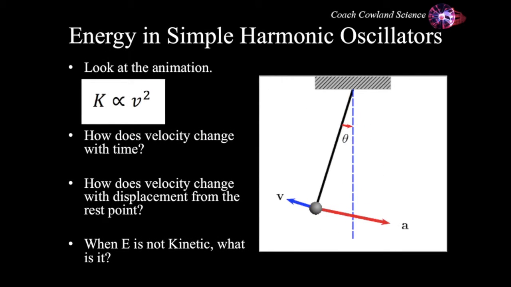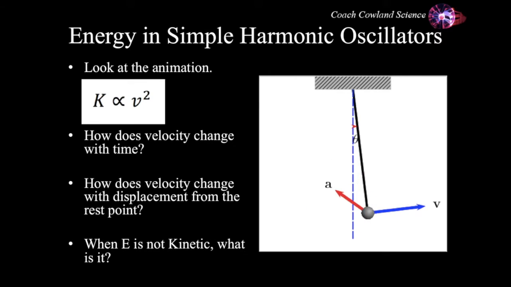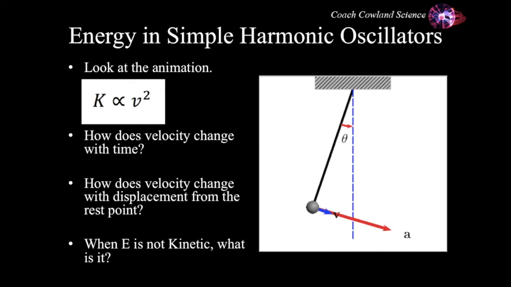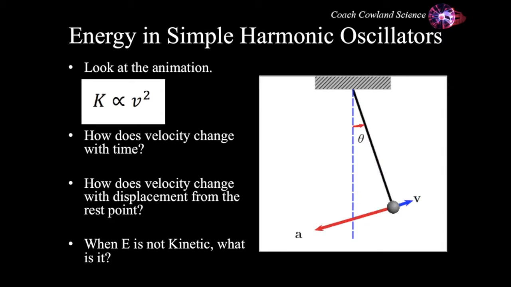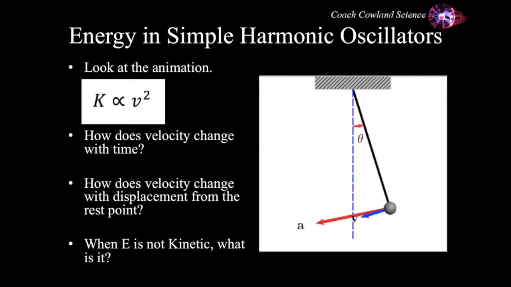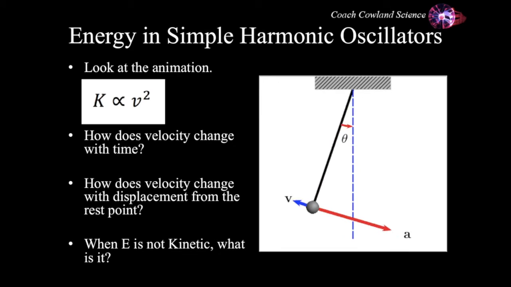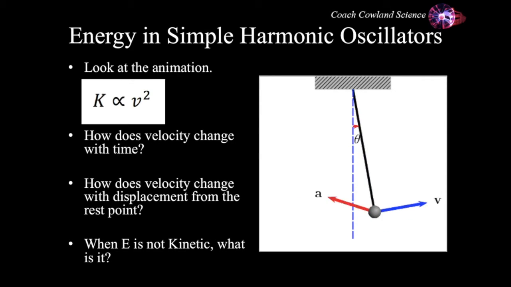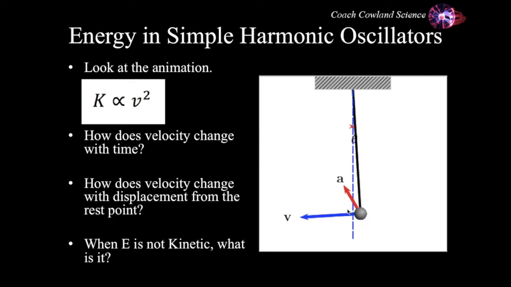So energy. We know that the kinetic energy is proportional to the velocity squared. So the kinetic energy is going to be dependent on that velocity. And if we look at this simple harmonic motion pendulum, we can see that the velocity is constantly changing. In fact, the velocity is at its greatest when it is at this rest area here.